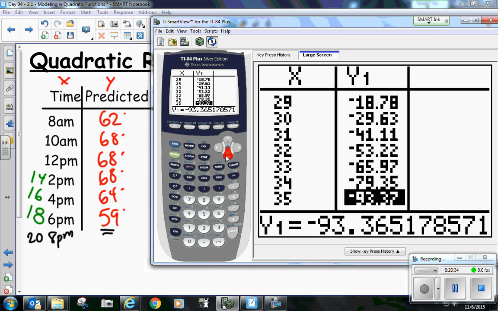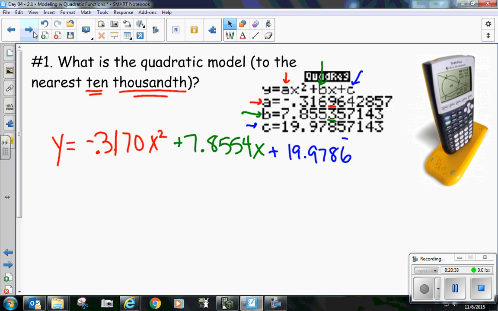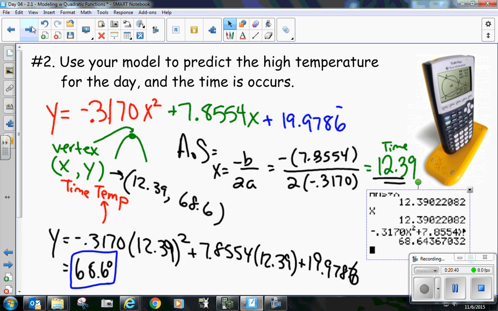Okay? So, with that being said, look at this. We got our answer, 68.6, which is great, because it was 68.64. That was really accurate to what the calculator got the max at.